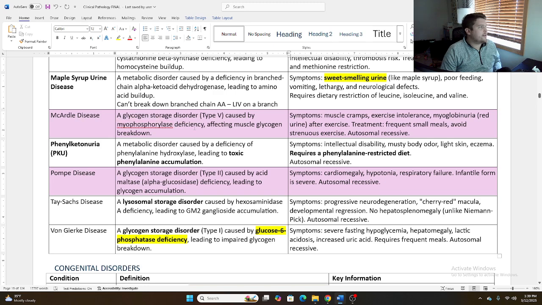McArdle disease, very, very uncommonly talked about. It's a glycogen storage disorder, and it's autosomal recessive.